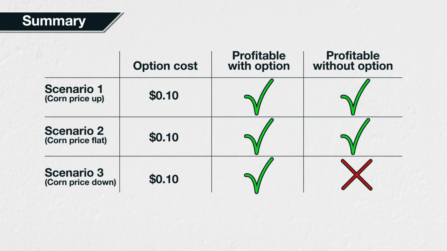So the put option only added a small cost in all 3 scenarios, but saved the year from catastrophe in scenario 3. This property of having a fixed cost, but having the potential to pay off big, is what makes the buying of options so attractive in certain circumstances.